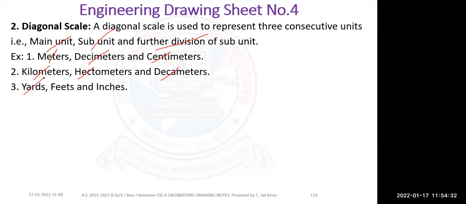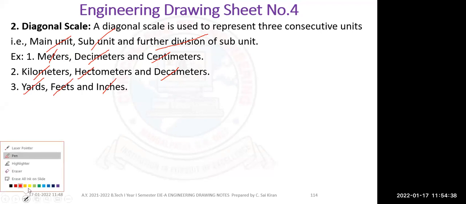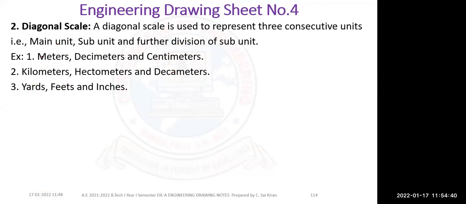So next will be yards. Yards are divided into feet and feet are divided into inches. So like this you will be making consecutive units. So this is the main unit. In the plane scale, if you want to divide, you can directly make meters into decimeters. But in this diagonal scale, we have to divide the decimeter again into 10 equal parts.